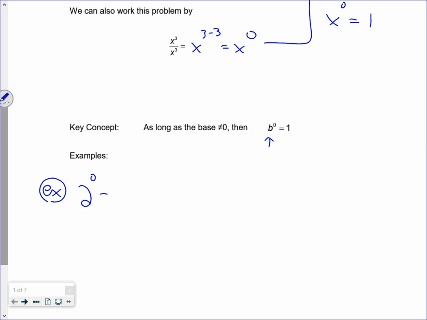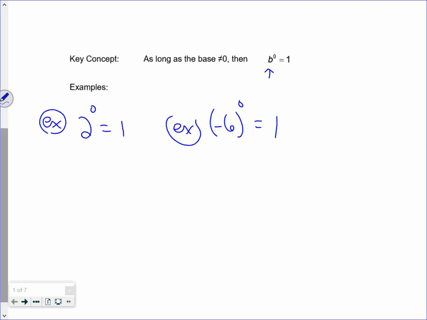Type in 2 to the 0 on your calculator, and it will tell you 1. Type in -6 to the 0 in your calculator, and it will tell you that the answer is 1 every single time. It can be something very simple. You can't do this one in your calculator. If you get x to the 0, that's 1. If you get z to the 0, that's also 1.